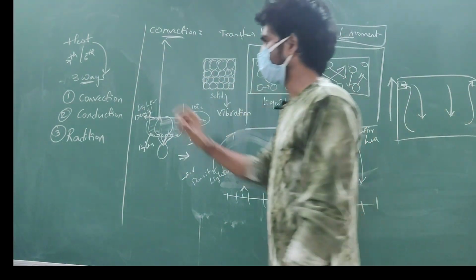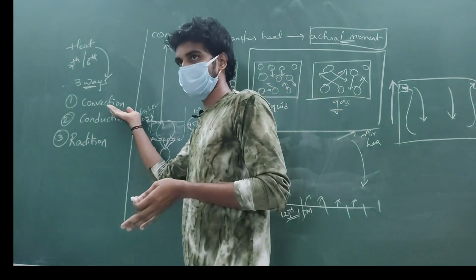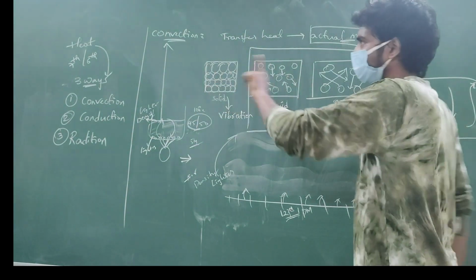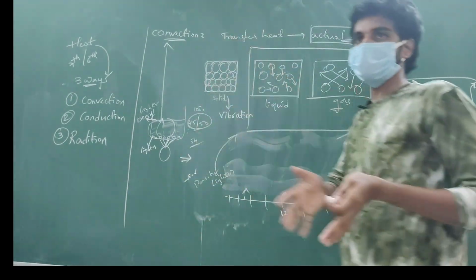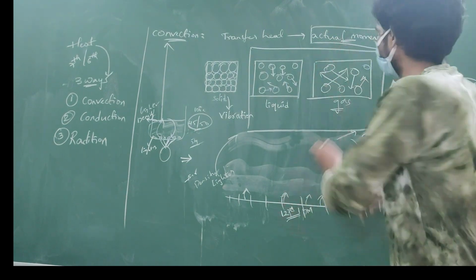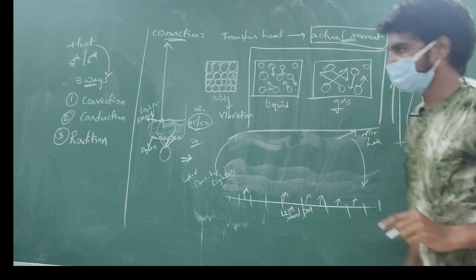Clear? So heat transfer happens in how many ways? Three ways. I think you now know about convection, right? Now we'll move on to conduction. Now tell me, what is convection? Convection is nothing but transfer of heat energy through the actual movement of the particles. What? Actual movement of the particles, right?